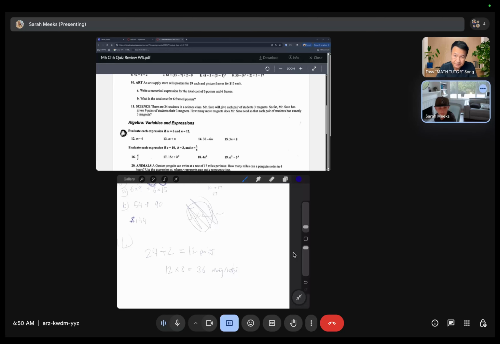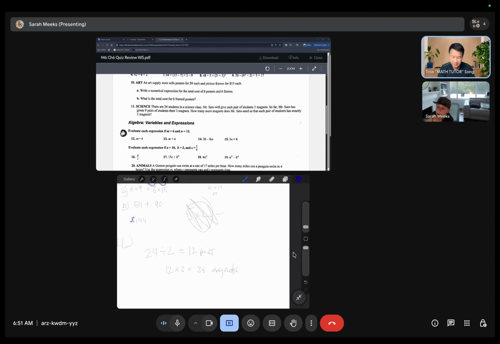But you're not done. 9 pairs of students. Okay, right here. So far, Mr. Sato has given 9 pairs of students their 3 magnets. But how many more magnets does Mr. Sato need so that each pair of students has exactly 3 magnets?